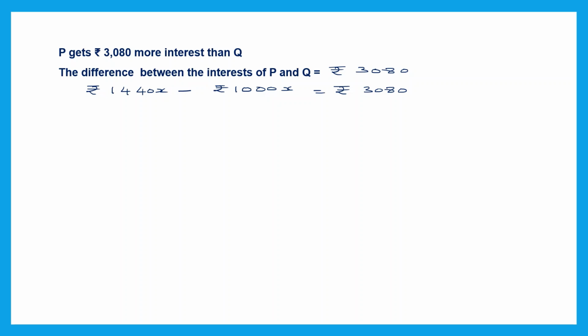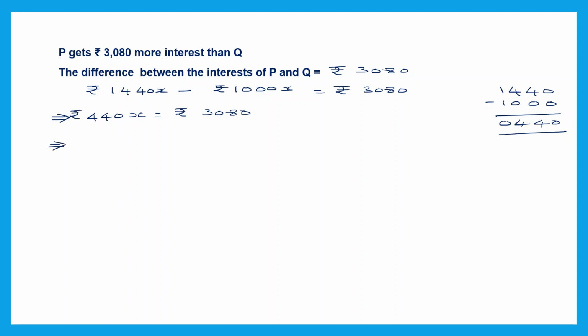So now since we have x here, this is in the form of an equation. So let's subtract 1440x and 1000x. 1440 minus 1000 is 440. So this is 440x. 440x is equal to rupees 3080. Now we have to simplify and solve for x.